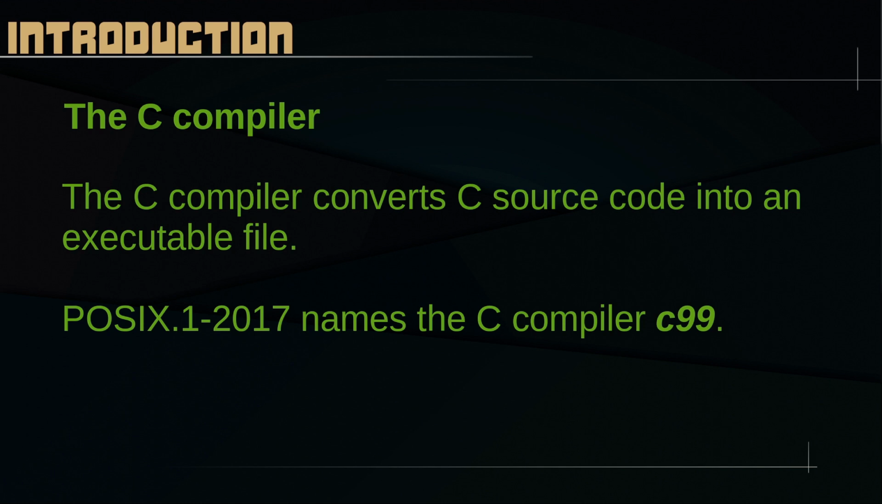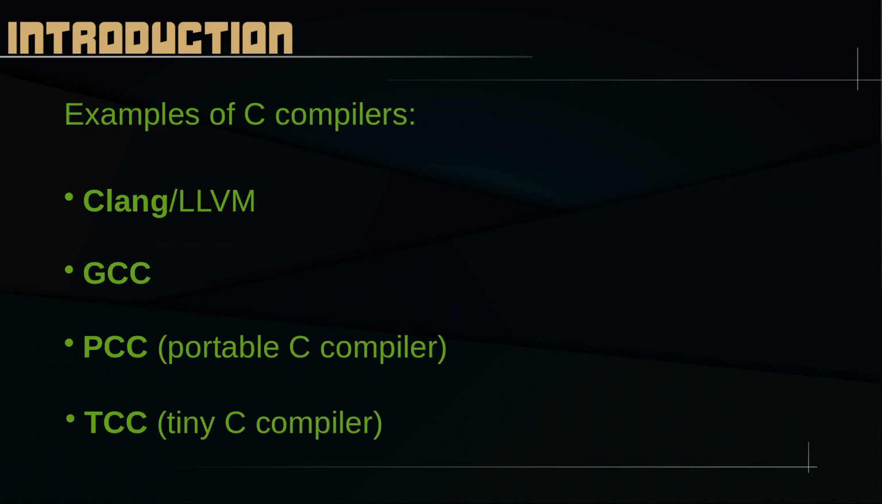Now, for the sake of simplicity, we are going to refer to the whole of the C compilation system as the C compiler. Although from a technical point of view, that might not be the most correct description. But hey, this is only a short video. There are several C compilers available. Perhaps the most popular in Unix-like systems are Clang and GCC. When you invoke C99 on your computer, you are basically invoking one of these compilers.